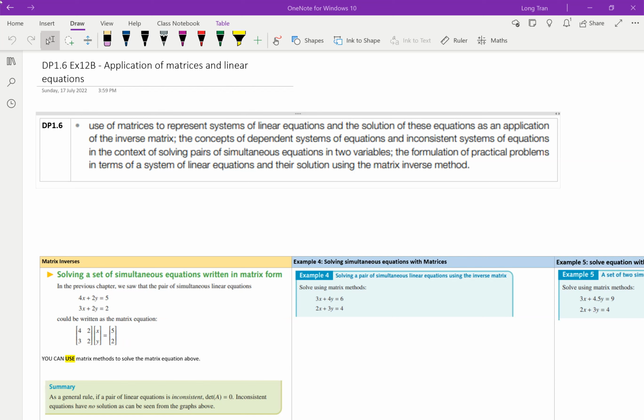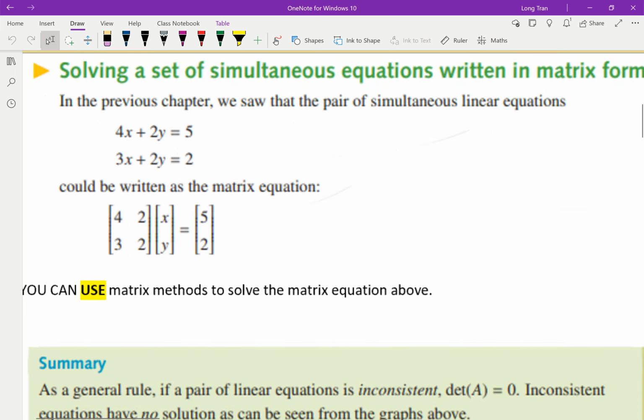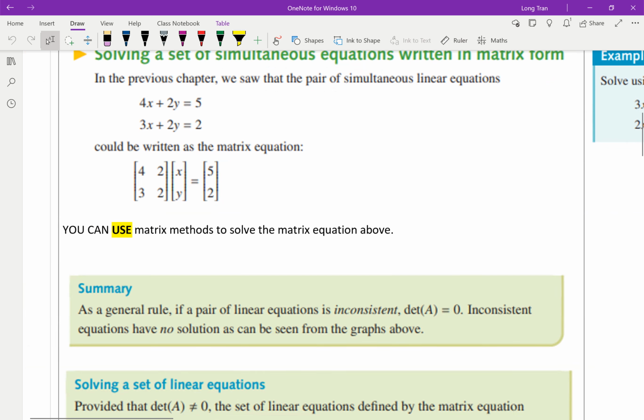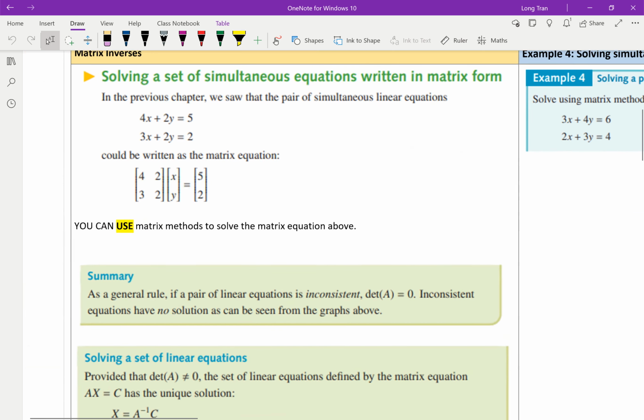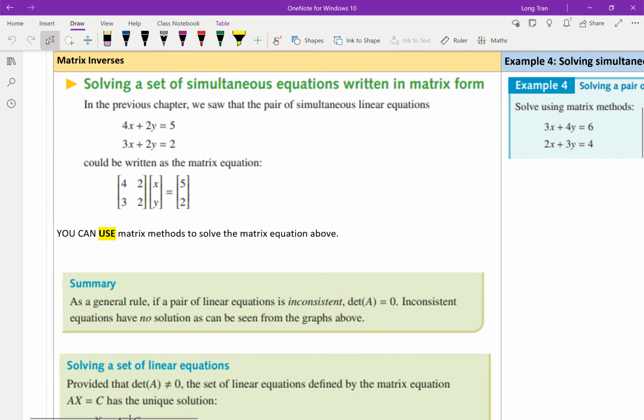All right, 12B. So, what are you doing in 12B? Exercise 12B, you're now looking at how to solve what we call systems of linear equations.